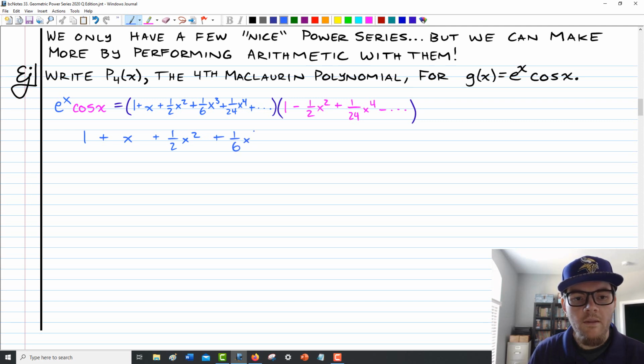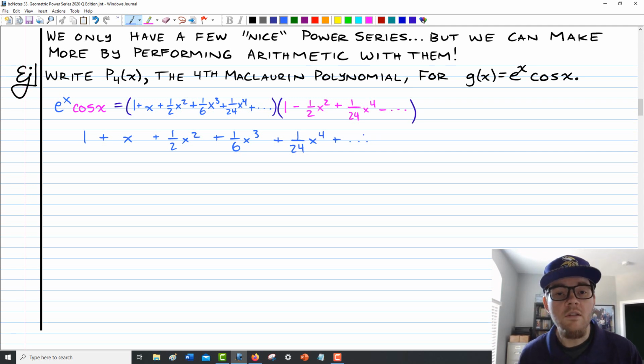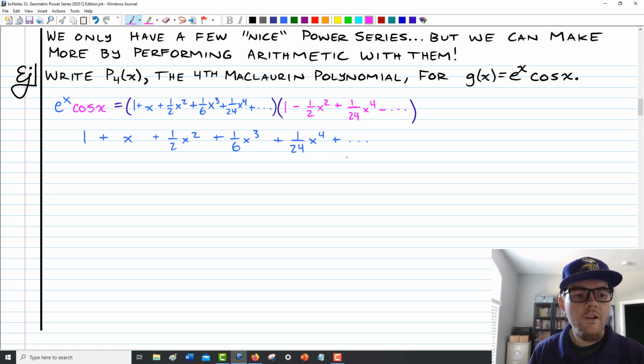And again, this is just my thought. This is just my strategy. If you prefer a different strategy, be my guest. Be successful, do what's best for you. I just have found that this has been a very successful strategy for this particular type of problem, where we're multiplying power series. So there is e to the x.